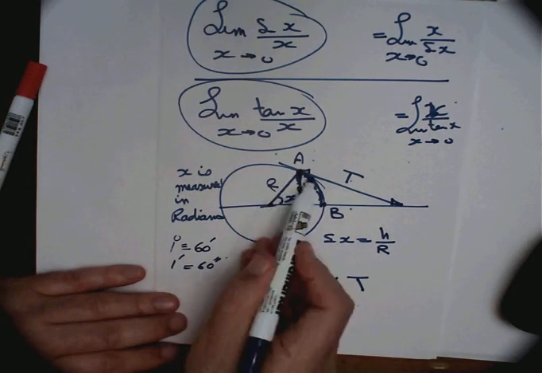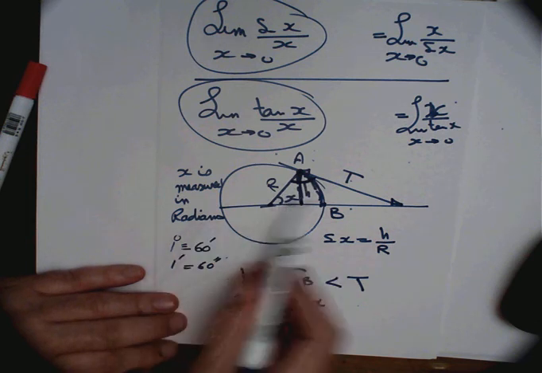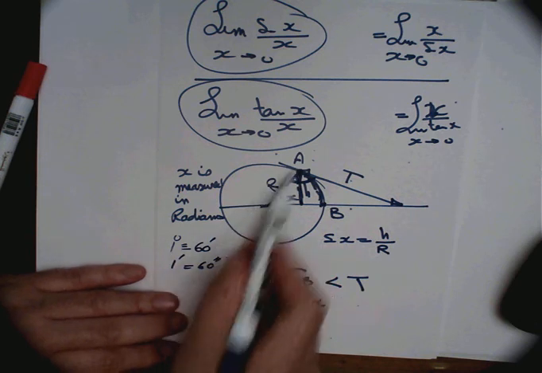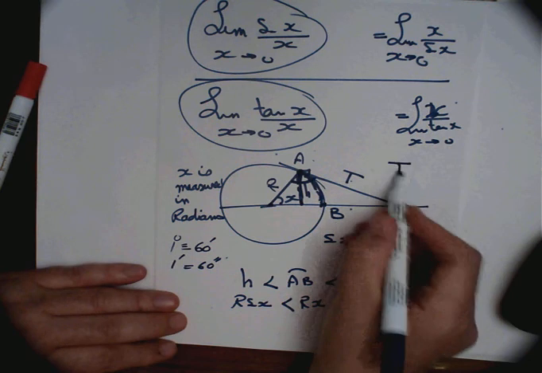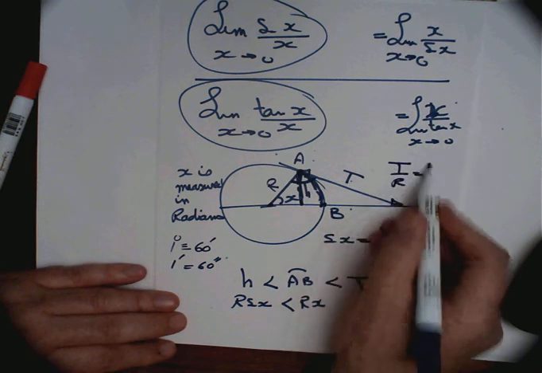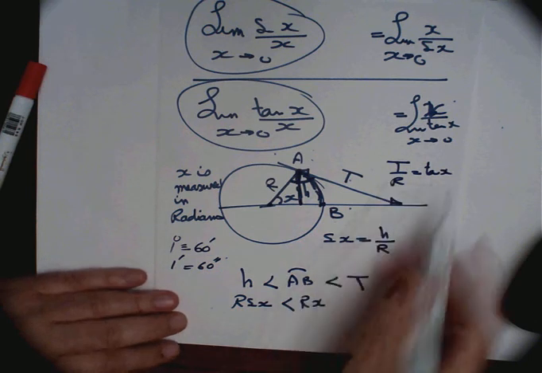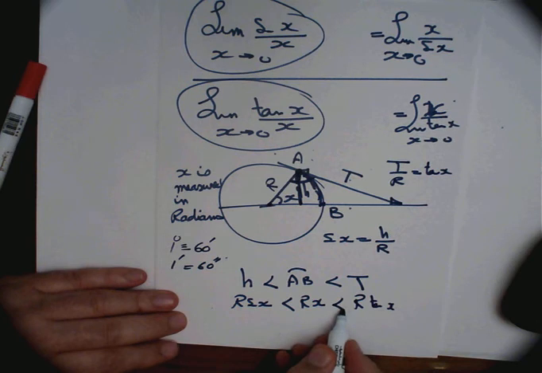As you see, this angle is 90 degrees. Okay? t is opposite to x, and r is adjacent to x. So t over r equals tan x. Okay? So t equals r tan x.